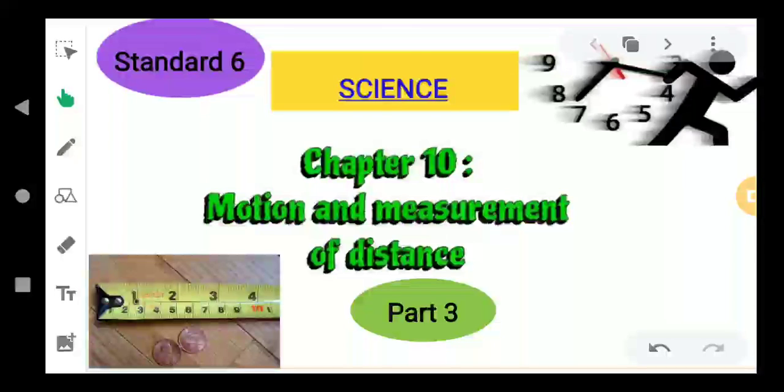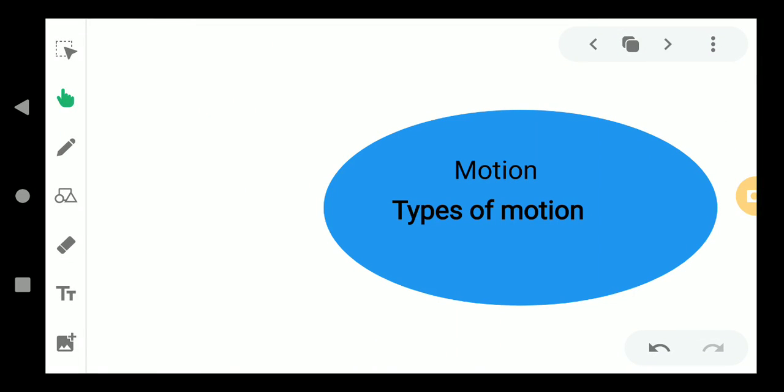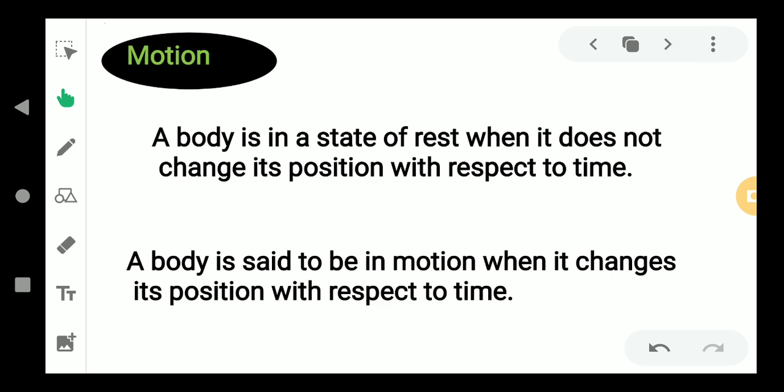We are continuing with Chapter 10, Motion and Measurement of Distance. In this session, we are going to discuss motion and types of motion. Can you define motion and rest? Actually, what is meant by rest?